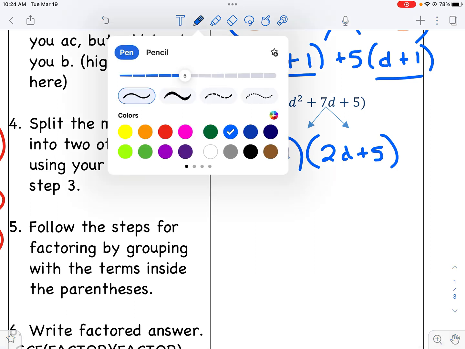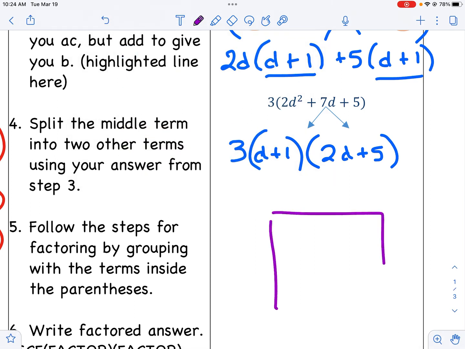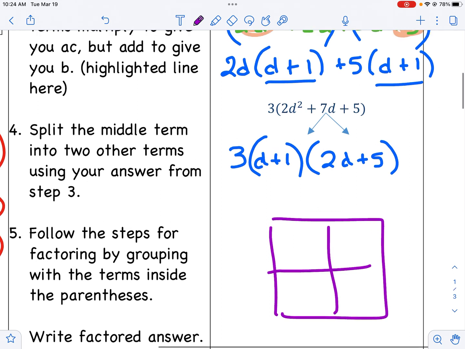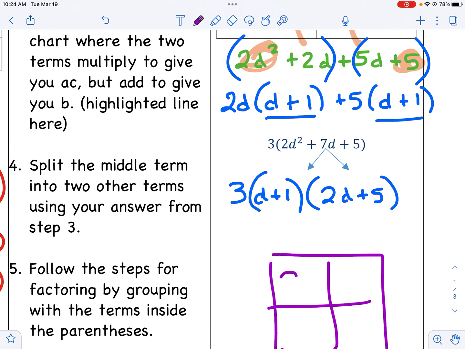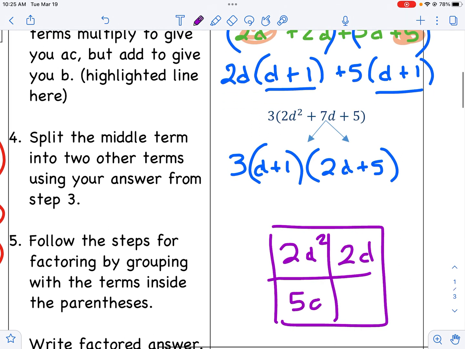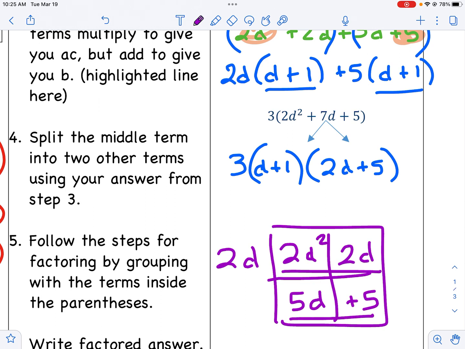So again, let me show you again the box method. I'm going to do just what I did in that green row up there. I'm going to record all the parts. So 2d squared plus 2d plus 5d and plus 5. So again, what does this row have in common? It has a 2d in common. What does this row have in common? A 5. Vertically, what do these two have in common? They have a d in common. What do these two have in common? They have nothing. So we put plus 1.